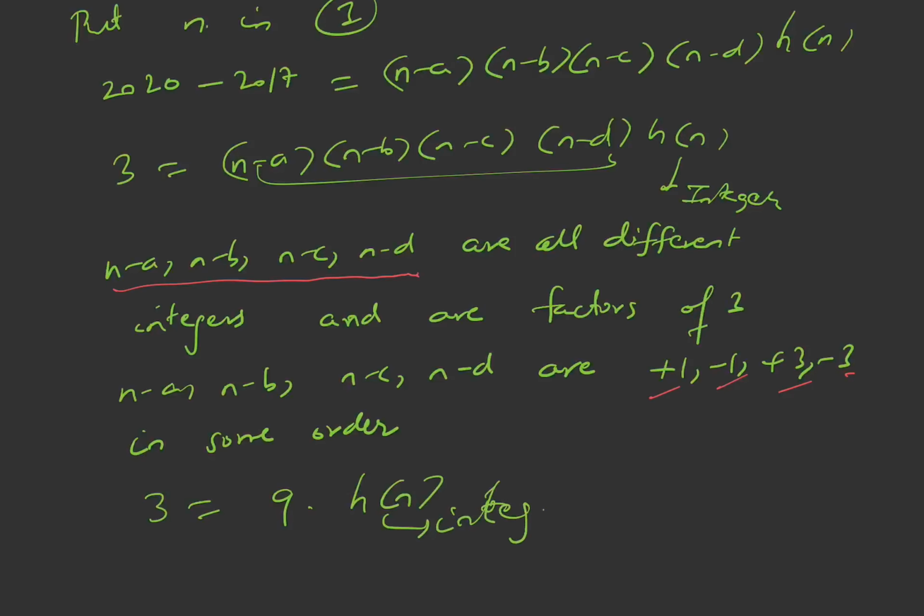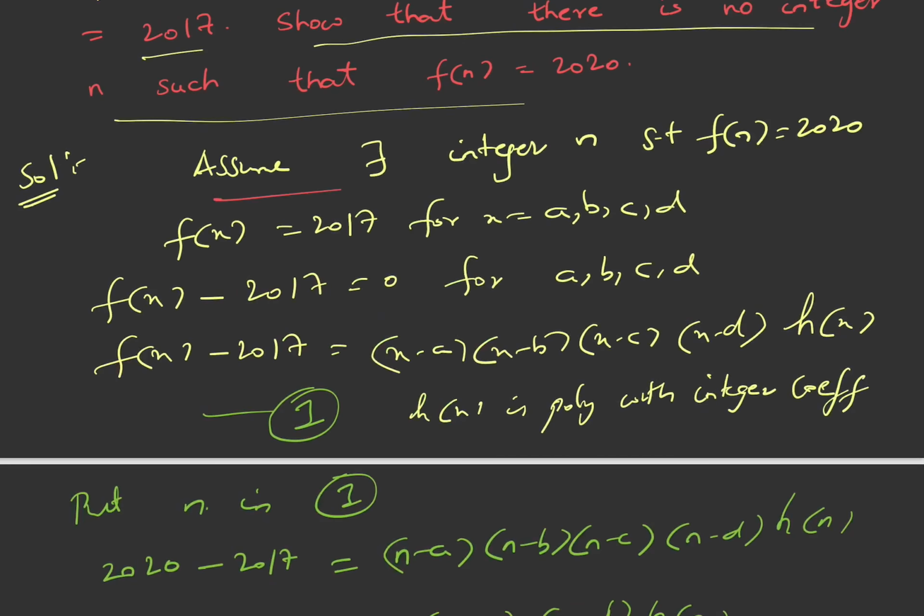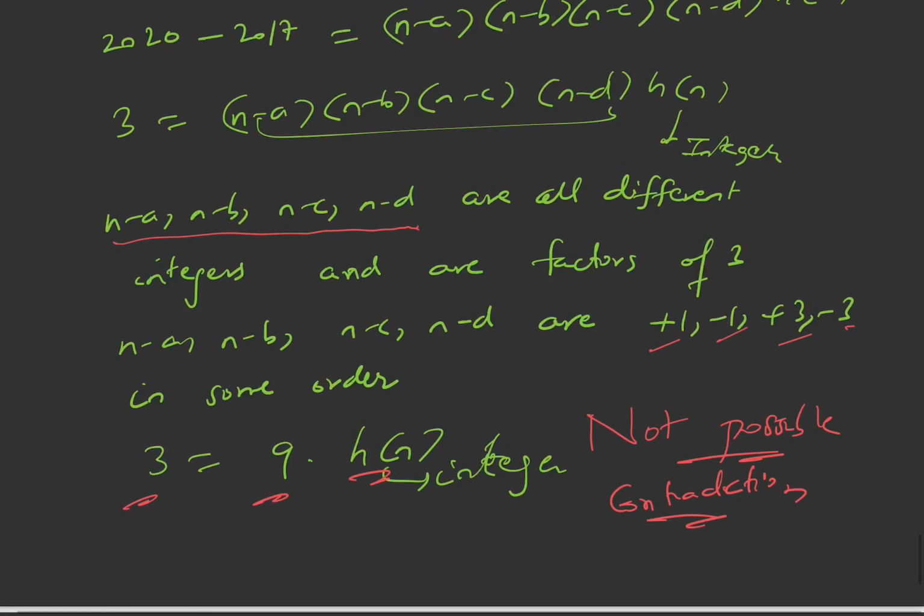So this is an integer. So this is a contradiction, right? 9 into an integer is 3, which is not possible. So this is not possible. So this is a contradiction. So our assumption is false. This assumption that there exists some integer n such that f of n is 2020, this is false. So there exists no integer n such that f of n is equal to 2020, right? So I think this is clear.